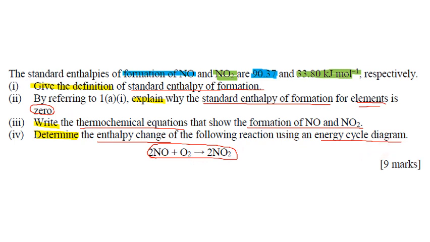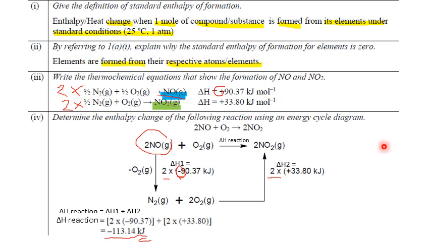Okay, let's check the answer. So the definition should be no problem. Heat change when 1 mole of compound or substance is formed from its elements under the most stable state at standard condition, which is 25 degrees Celsius and 1 atm. Okay, what is an element?